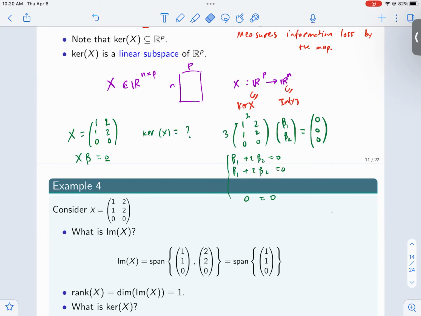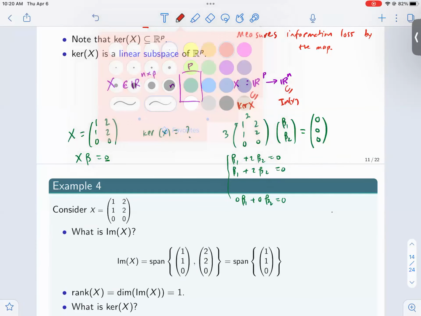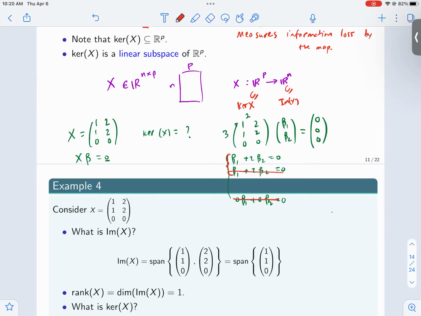0 × beta 1 + 0 × beta 2 = 0. So that doesn't give you anything, so we can drop this. I get this system of linear equations, but one of the equations is not needed. They're the same, so what I end up with is basically one equation. Can we solve this?